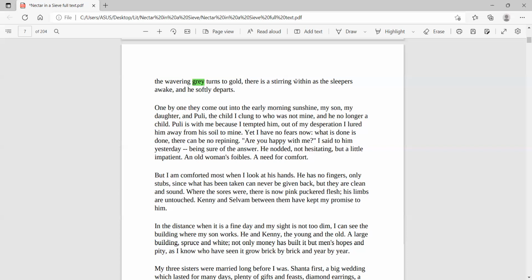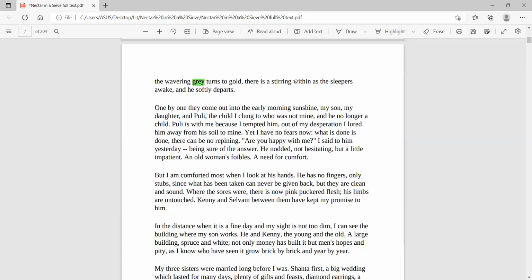My son, my daughter, and Puli, the child I clung to, who was not mine, and he no longer a child. Puli is with me because I tempted him. Out of my desperation, I lured him away from his soil to mine. Yet I have no fears now. What is done is done. There can be no repining. Are you happy with me? I said to him yesterday, being sure of the answer. He nodded, not hesitating, but a little impatient. An old woman's foibles, a need for comfort.